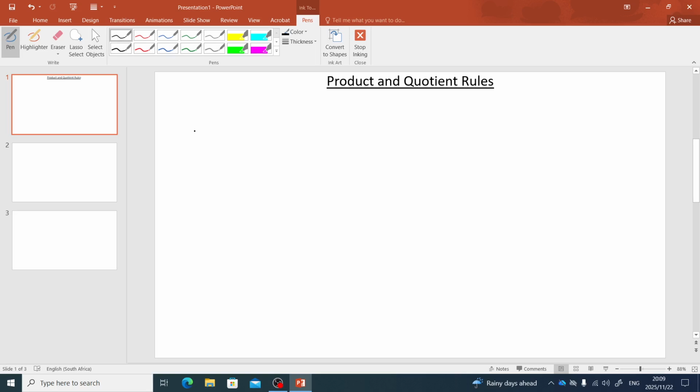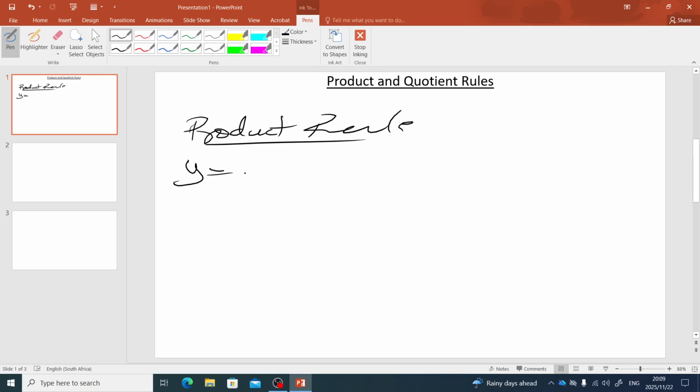Now, when we apply the product rule, we'll start with the product rule. When we differentiate, let's say we are given y equals f of x multiplied by g of x. It is your product rule, because the product rule deals with multiplication, while the quotient rule deals with division. But we'll get to the quotient.